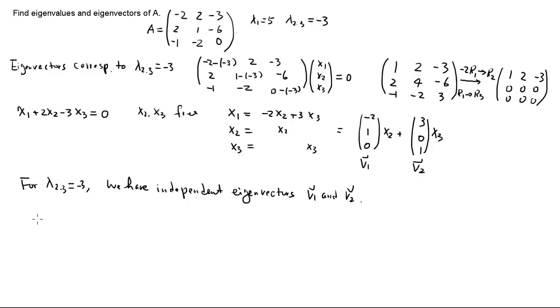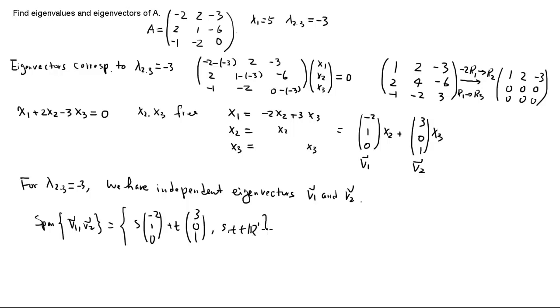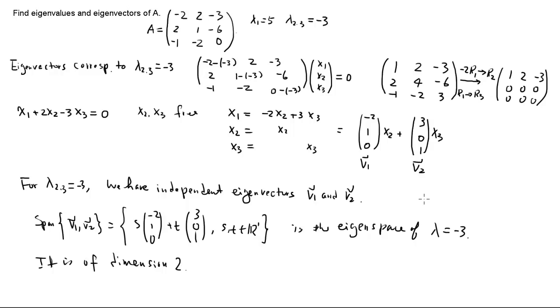So really, we have a big eigenspace over here, the span of these two vectors, v1, v2. What it means is that all these vectors together, s times (negative 2, 1, 0) plus t times (3, 0, 1), all these vectors together, for s, t inside R, is the eigenspace of λ equal to negative 3, and it is of dimension 2. Okay. So we are done with this problem over here. We have two eigenvalues, 5 and negative 3. For 5, we only have one independent eigenvector, and for negative 3, we have 2.